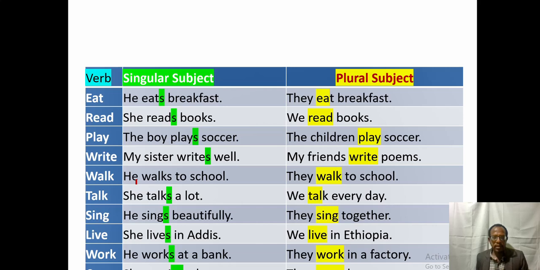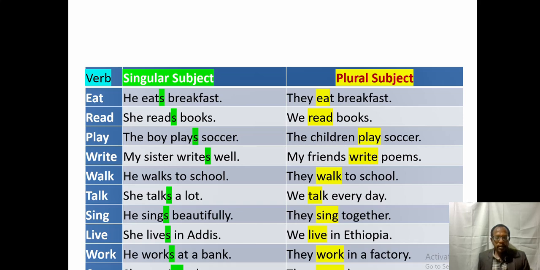Walk, singular subject, the verb has s. And they, plural subject, the verb has no s. Talk, singular subject, the verb has s. We, plural subject, the verb has no s. Sing, singular subject, the verb has s. They, plural subject, the verb has no s. Live, singular subject, the verb has s. We, plural subject, the verb has no s. Work, singular subject, the verb has s. And they, plural subject, the verb has no s.